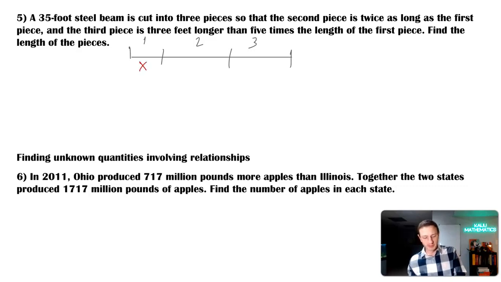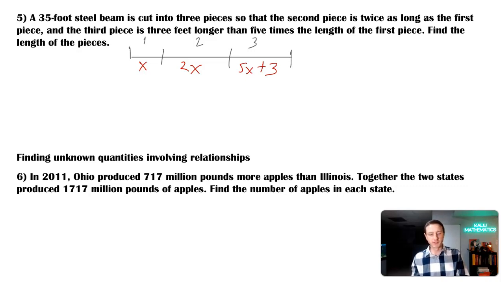That's going to be my x. And then from there, I could create expressions related to the first piece. So the second piece is twice as long as the first. Twice as long means doubling it, so that's going to be 2x. The third piece is 3 feet longer than 5 times the first. So how do I represent that? 3 feet longer than 5 times the first. So 5 times the first means 5x, and I want it to be 3 feet longer. So what do I have to do? I have to add 3 to that piece.